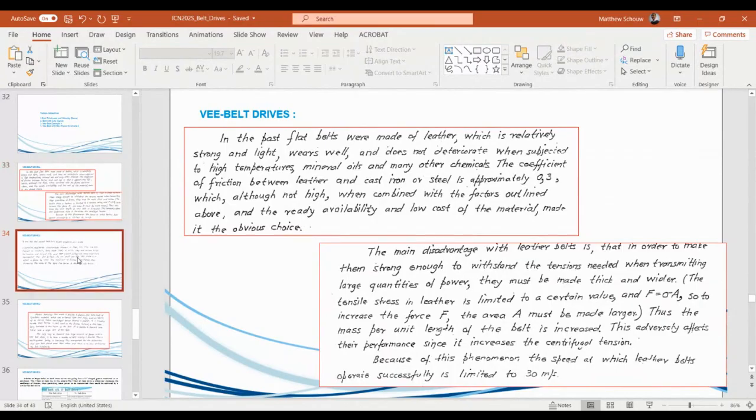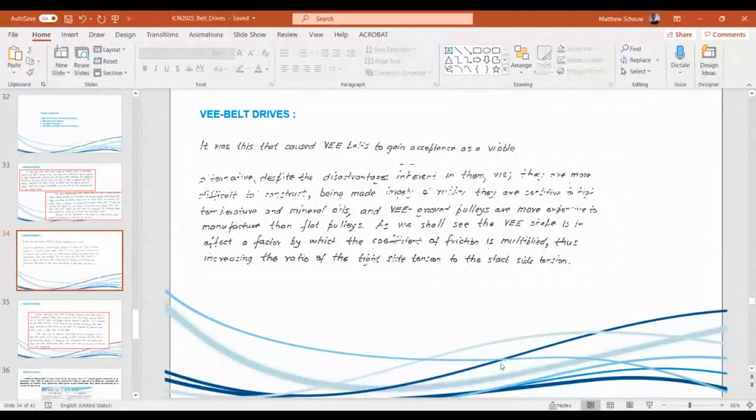Next, based on all of this, this is where V belts began to gain acceptance as a viable alternative. So I'm saying despite the advantages inherent in them, they are more difficult to construct, being made from, I'm not sure what that is. Why can't I see that?